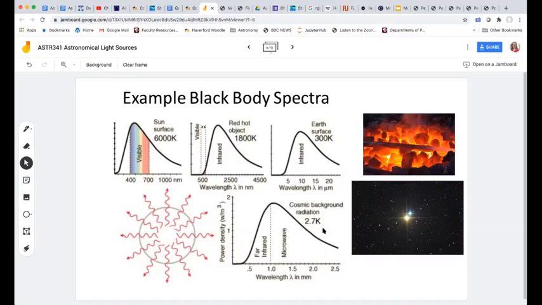An example of that is the cosmic microwave background radiation, which is very cold and peaks in the microwave. And the converse, very, very hot objects like the surface of a neutron star, the peak of their black body radiation will be in X-ray.